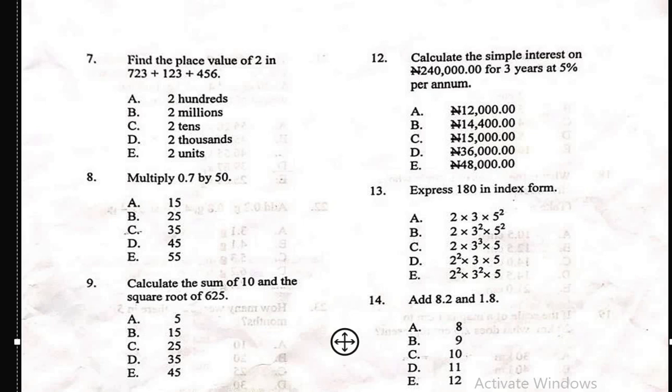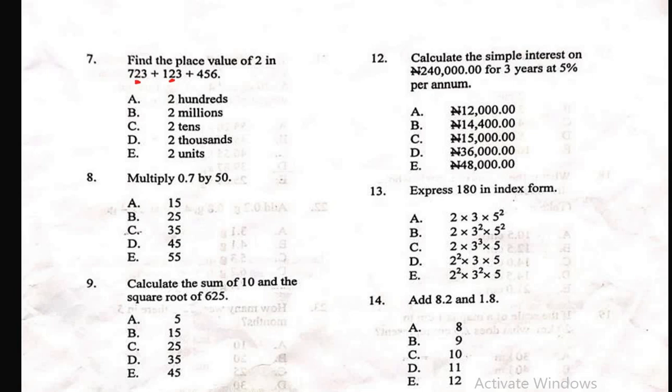Now, a lot of you will be in a hurry to look at 2 in the question and pick tens as your answer, because for 723, 2 is in the tens place, and for 123, 2 is in the tens place. But if you do that, you are going to be wrong. The reason why you are going to be wrong is that the question is a sum question.